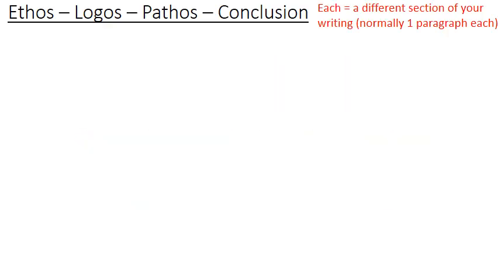Okay, so hopefully that video made some sort of sense to you, and hopefully now what I'm about to say will make it even clearer. So as I said before, there are 4 parts to the structure of writing to express a viewpoint, and each part is a different section of your writing, and normally a paragraph for each section.